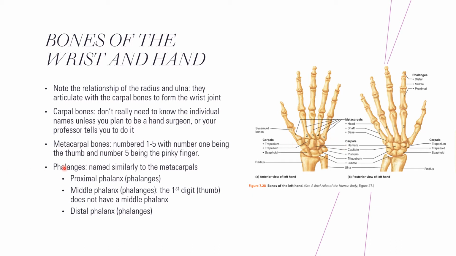And then we have the phalanges, which are named similarly to the metacarpals. We have the proximal phalanges, we have the middle phalanges, and we have the distal phalanges. Note that the first digit, the thumb, does not have a middle phalanx. So you got your first digit, you got your proximal phalanx, distal phalanx. You got your proximal, middle, distal phalanx.